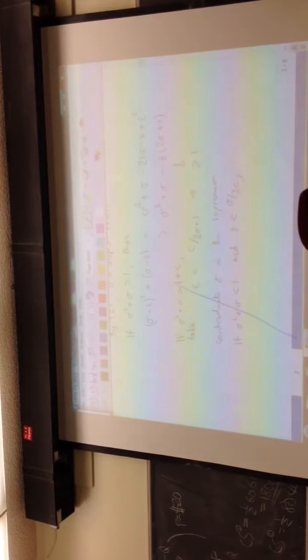Epsilon's less than sigma over 2c. Sorry, that's not right. C over 2 sigma. If epsilon's less than c over 2 sigma, then sigma plus epsilon squared plus sigma plus epsilon is less than 1, which tells us sigma plus epsilon is in S, which is a contradiction. So finally, by the positivity axioms, that's the only possibility.